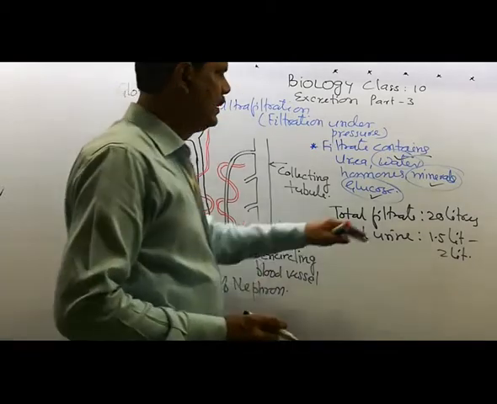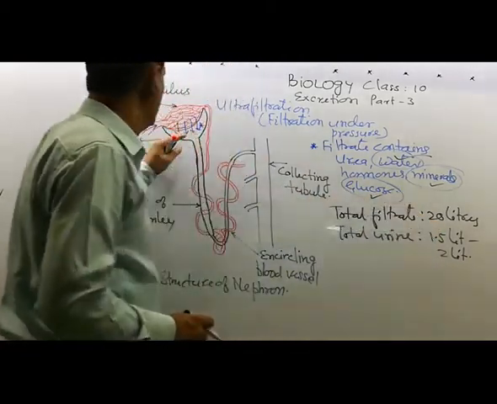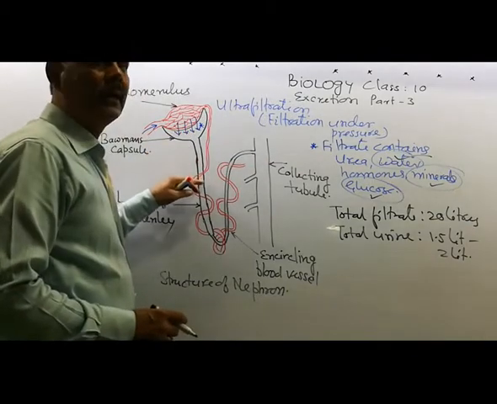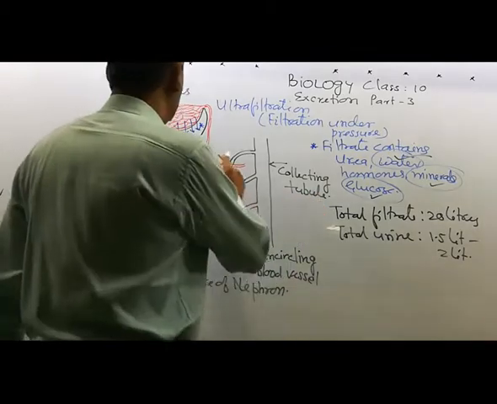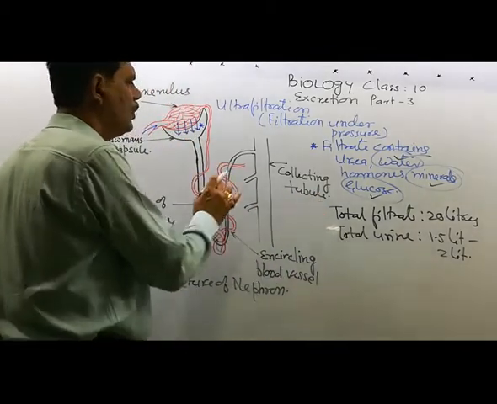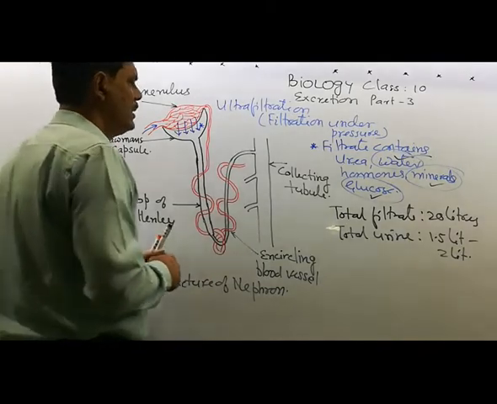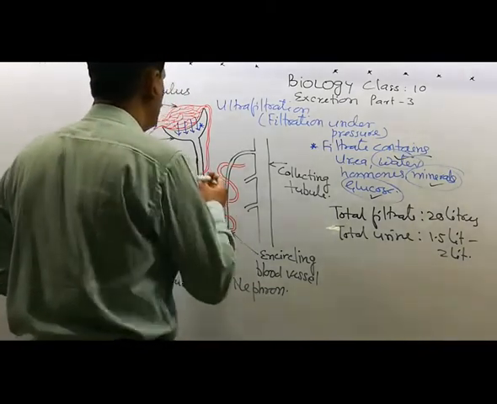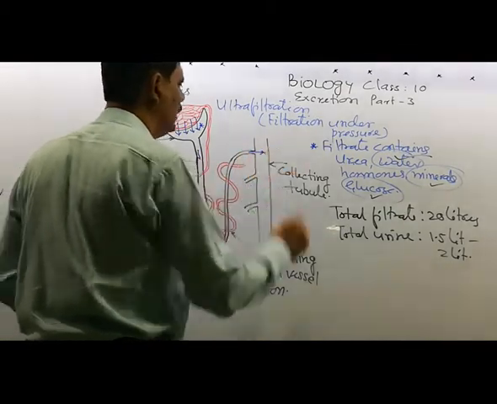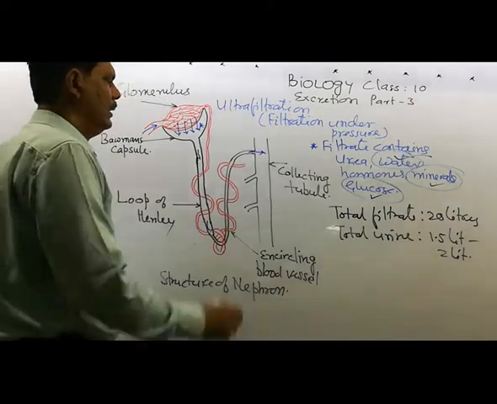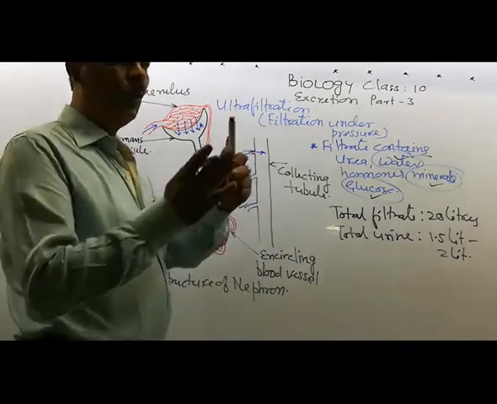So it means here 18.5 liters that has been filtered out over here, they are getting reabsorbed. Okay, so now the remaining filtrate after reabsorption passes into this collecting tube. So this filtrate after reabsorption comes into this collecting tube. This collecting tube, you must be finding, also has a lot of openings.